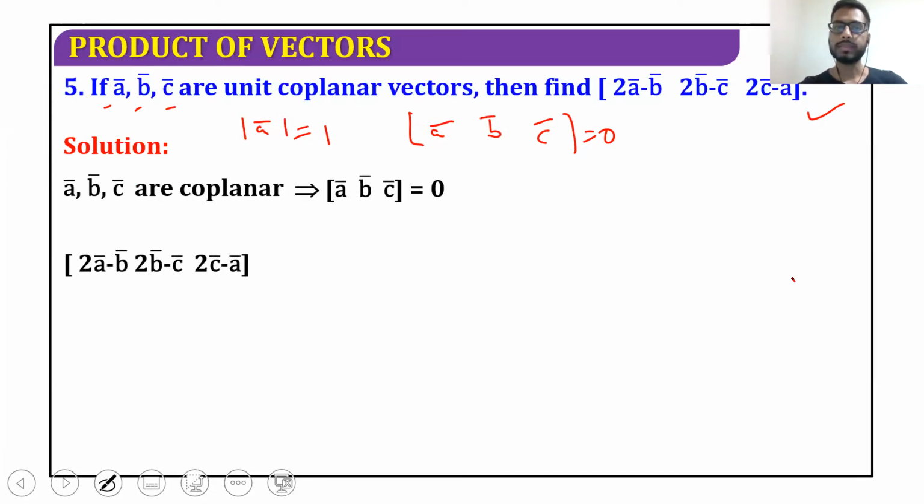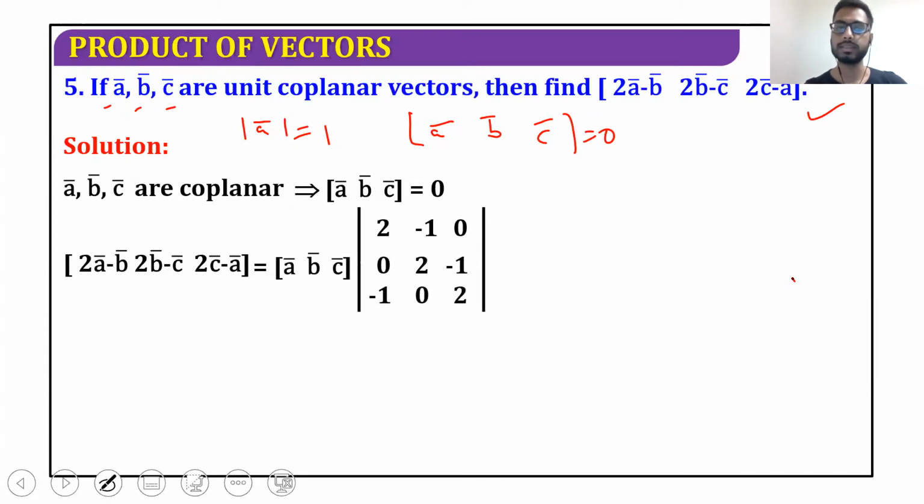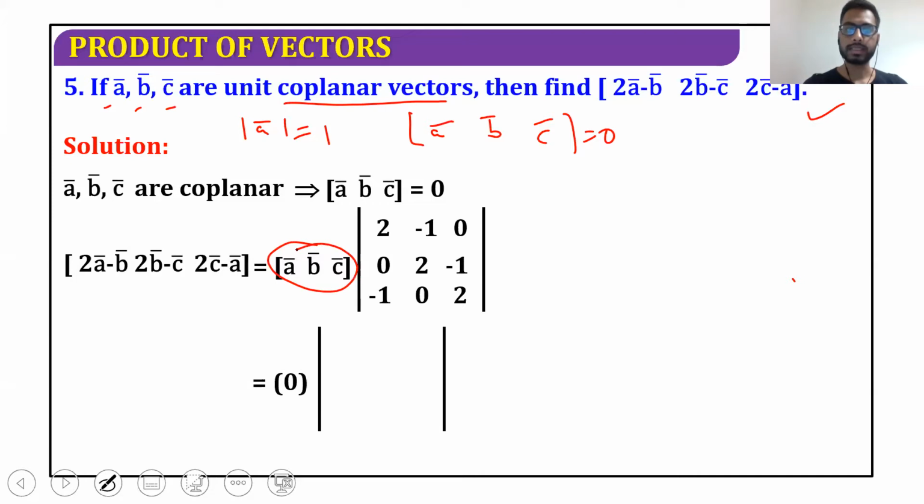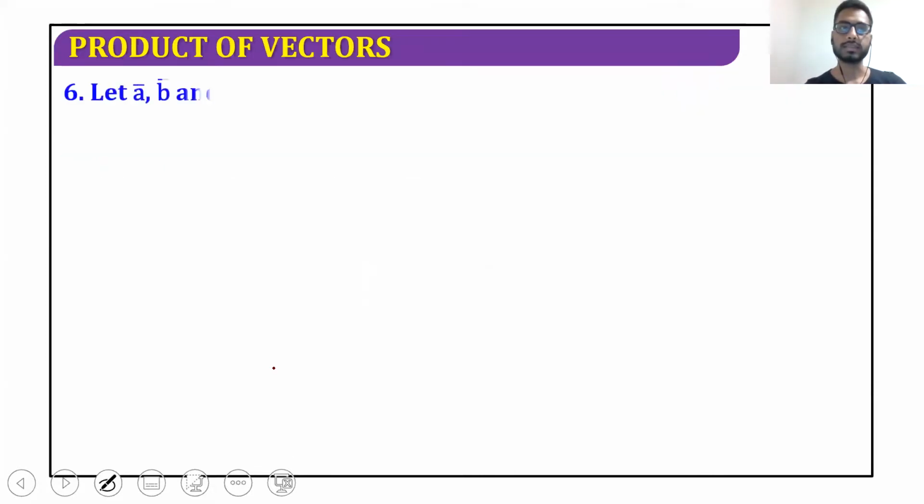So similar to previous question, we can take A, B, C outside and write the remaining terms inside the bracket or inside the determinant form and expand the determinant. It is given that these are coplanar vectors. So for coplanar vectors, I can say this value is going to be 0. So whatever the expansion of the determinant is, answer is still going to be 0.